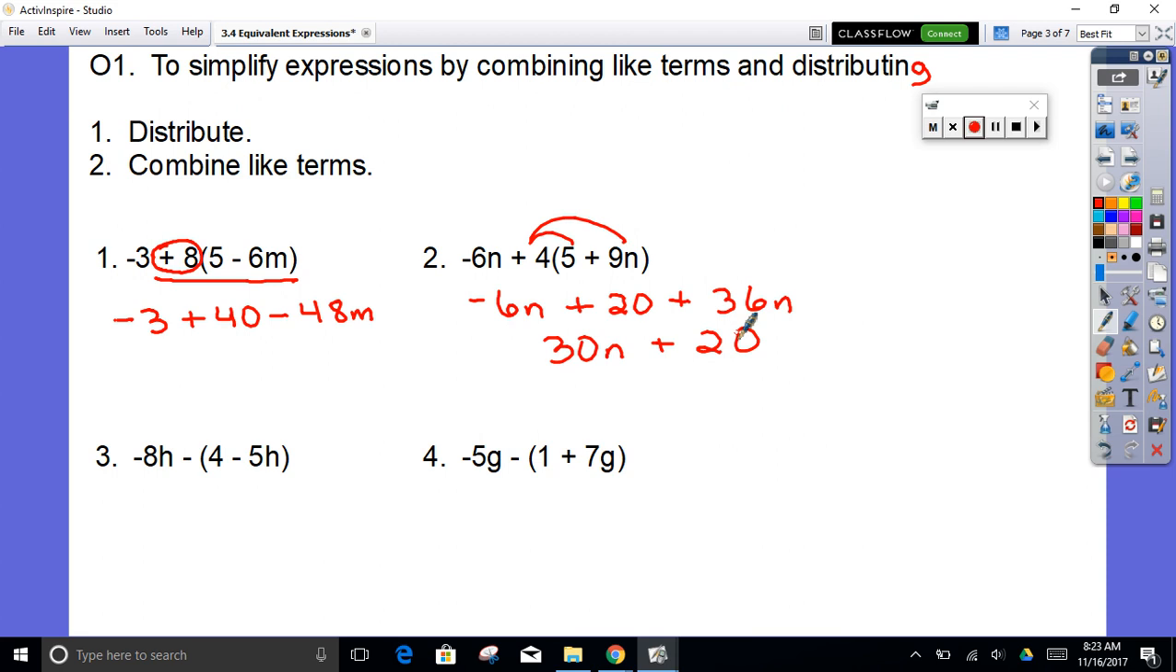Okay, back to number 1. Number 1, we also should have kept going and combined like terms. So our like terms in this case are our constants, negative 3, positive 40, which gives us positive 37 minus 48m.